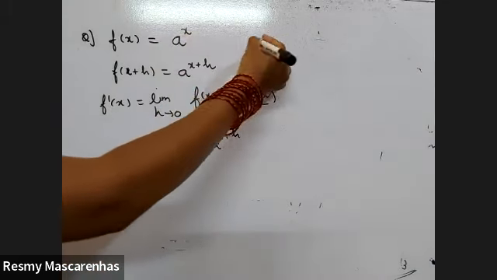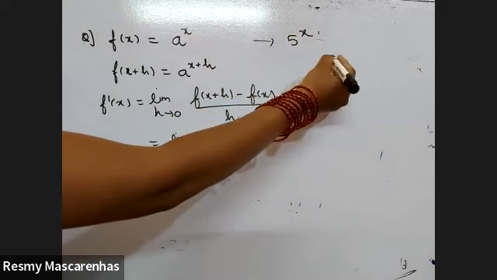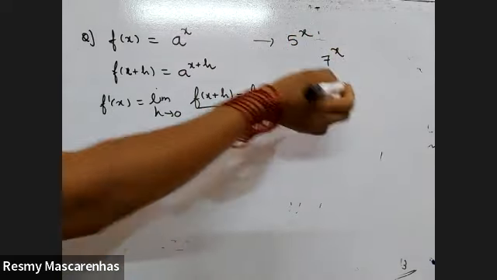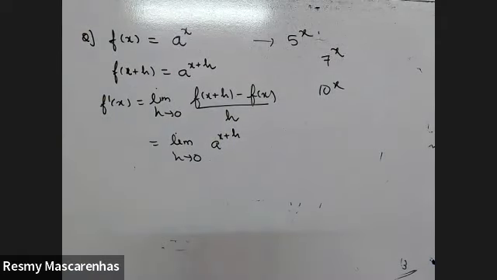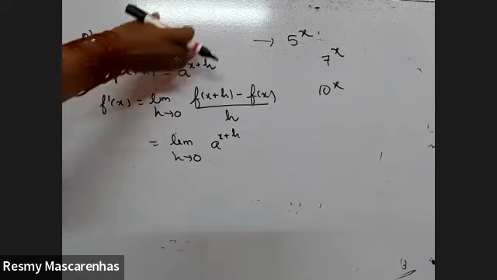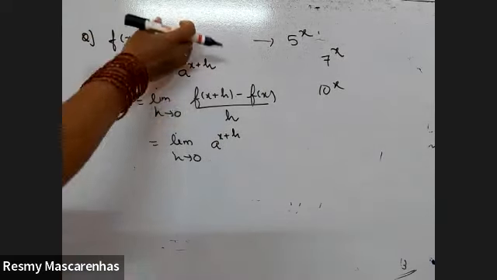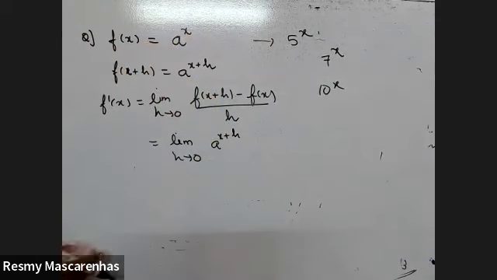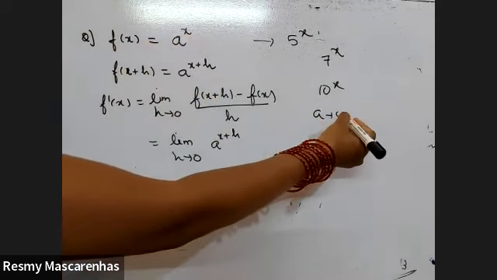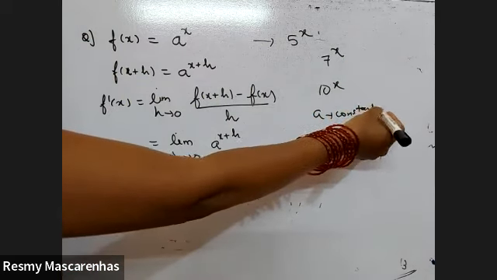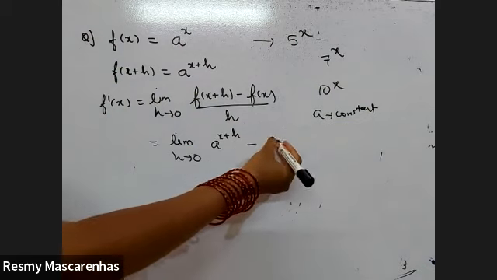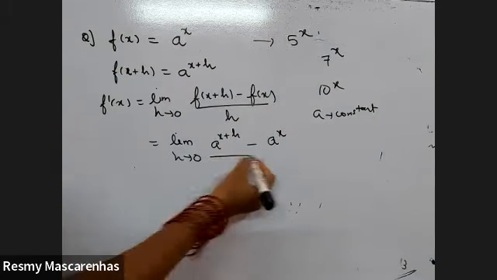Instead of a, you can also have 5 raised to x, 7 raised to x, anything, okay? 10 raised to x. Sometimes they may not give you a, they might give you numbers. Exactly the same we have to go on carrying, okay? The method will remain the same. Instead of a, it can be a pure number. So a is a constant. f of x is a raised to x.